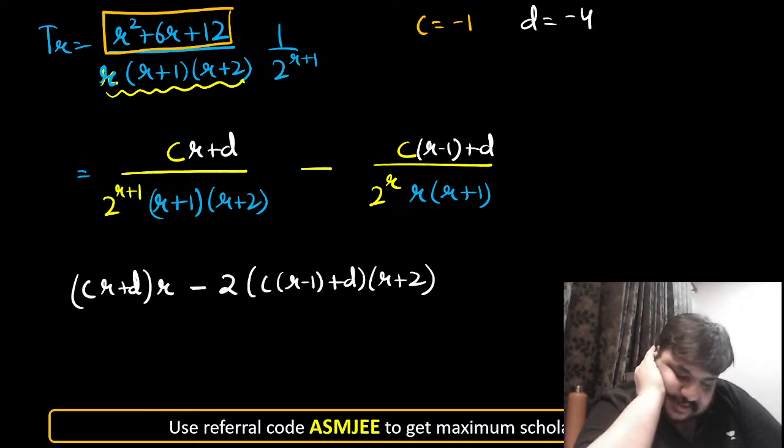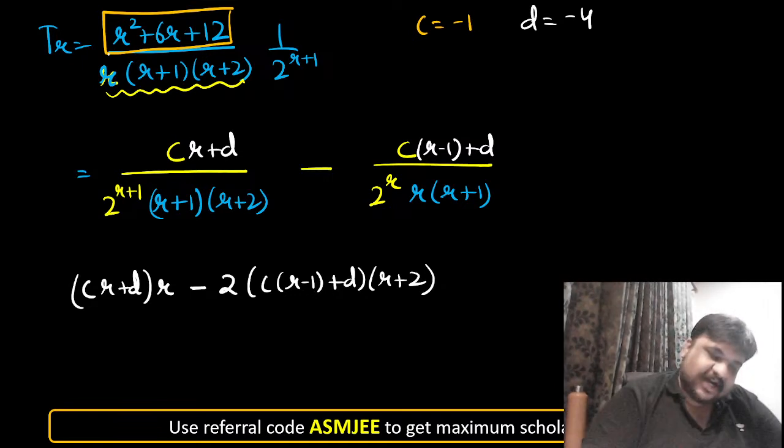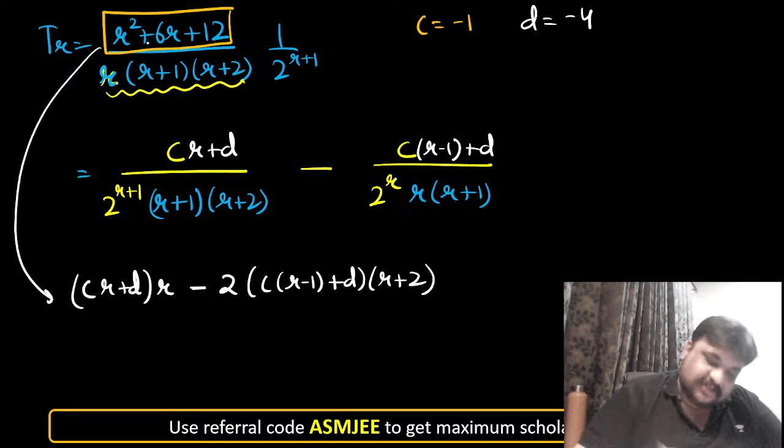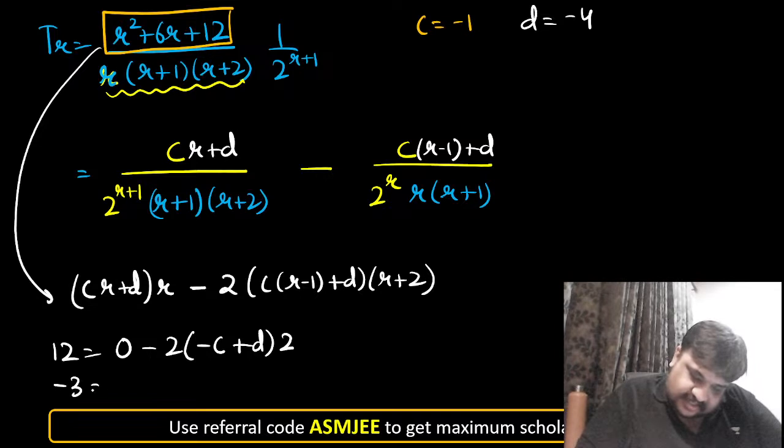c is minus 1 and d is minus 4. See, if these two are identical, you can put r as 0 also in both. If you put r as 0 here, you get 12. Here also put r as 0. This becomes 0 minus twice of minus c plus d times 2. So minus 3 is, and c is minus 1. So 1 plus d. So d comes out to be minus 4, right?